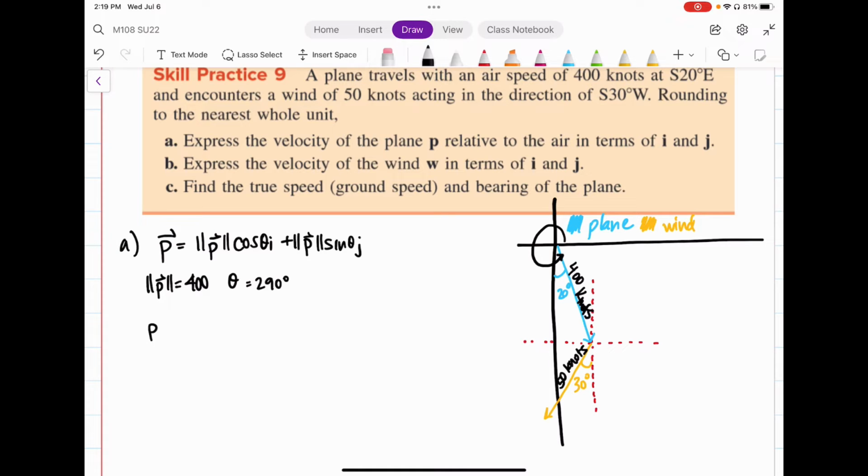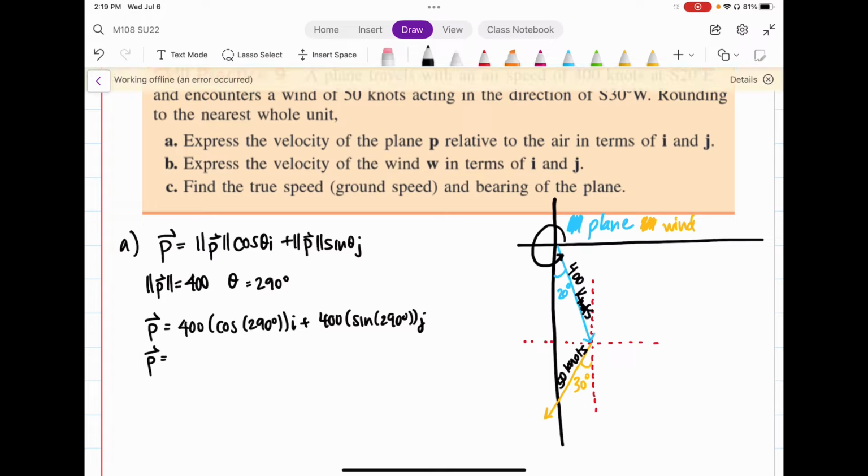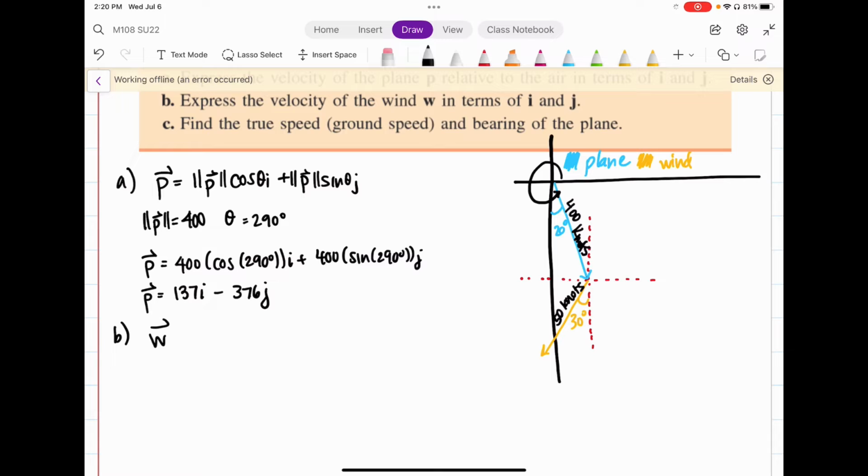Then the velocity of the plane is given by 400 times the cosine of 290 degrees, i, plus 400 times the sine of 290 degrees, j. Make sure your calculator is in degrees. Rounding to the nearest whole unit, we get 137i minus 376j.